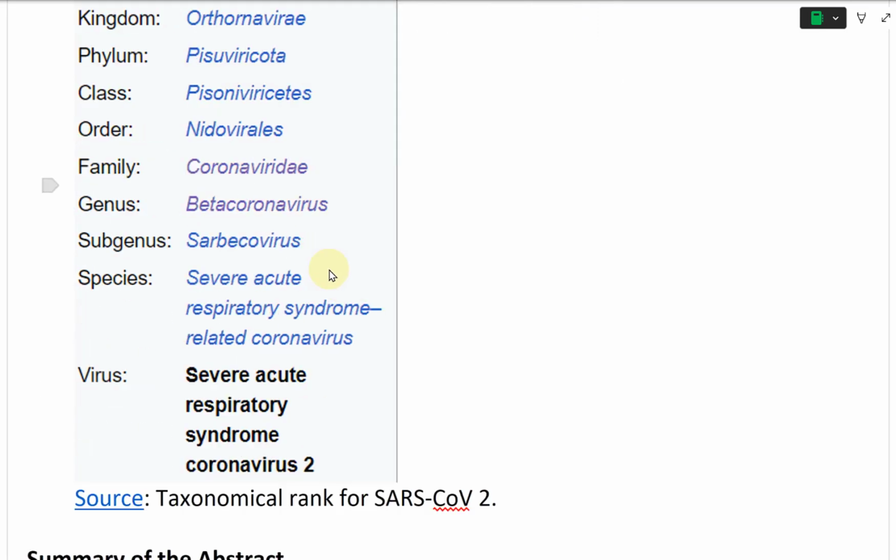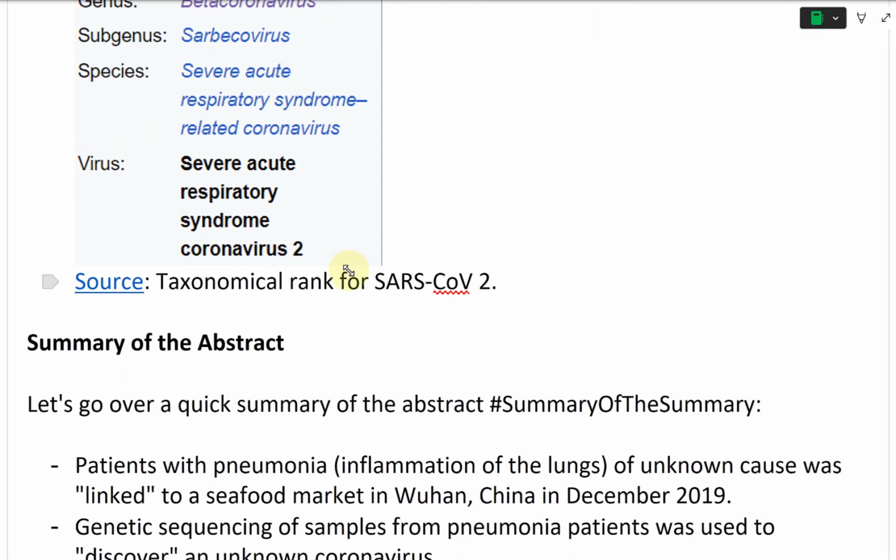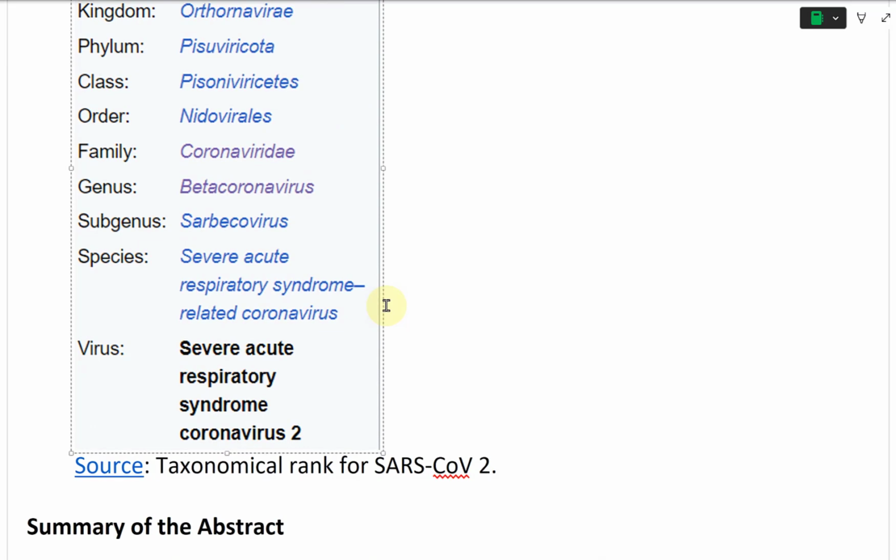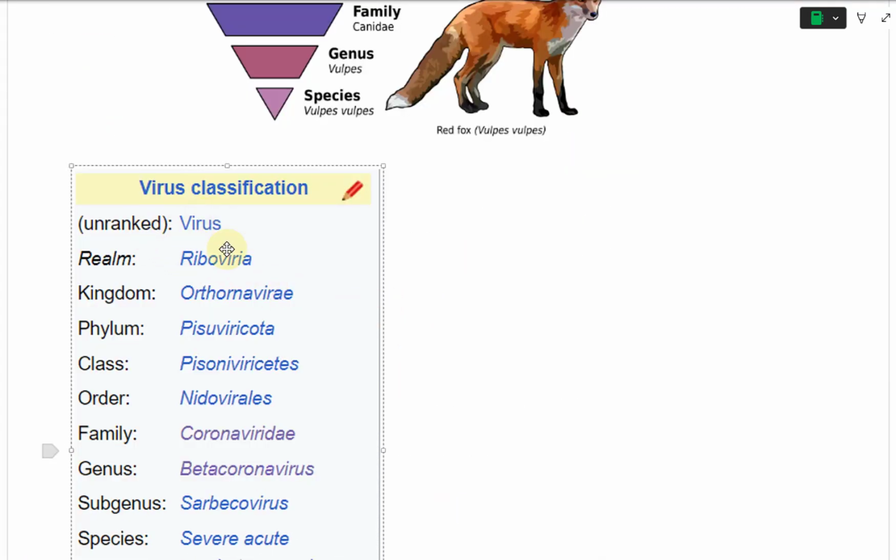So that's just a taxonomical setup. So now for the coronavirus, the SARS-CoV-2, there's a taxonomical rank for it. So you have unranked, which is just virus.